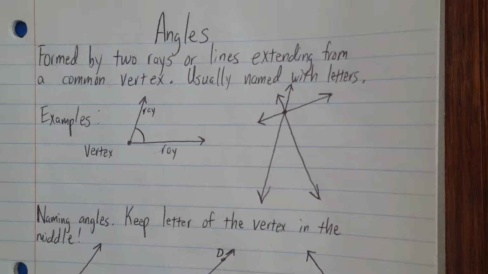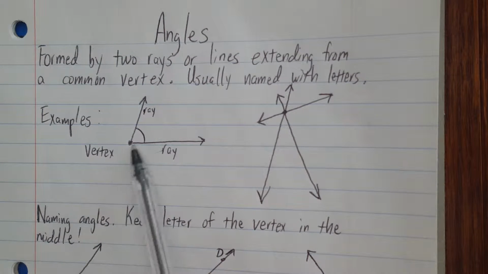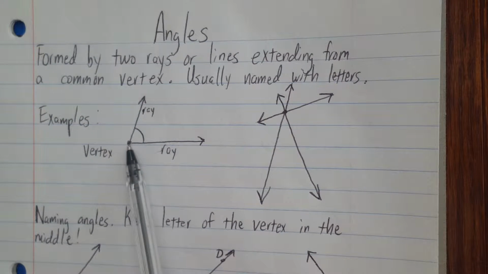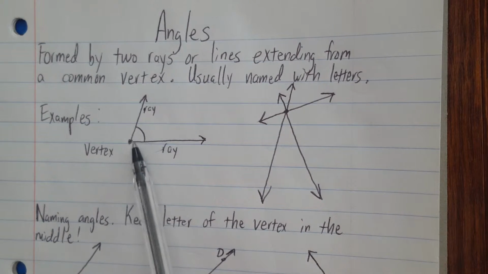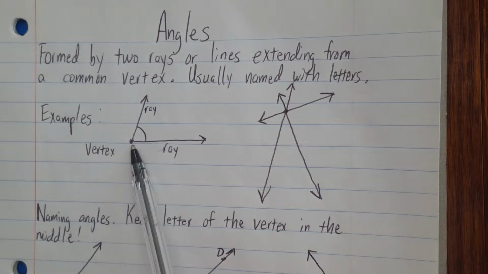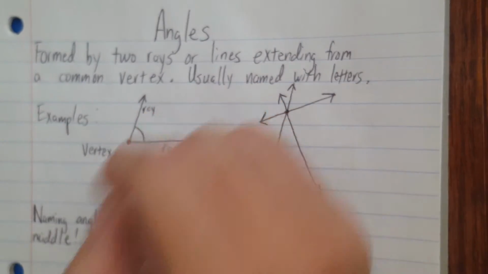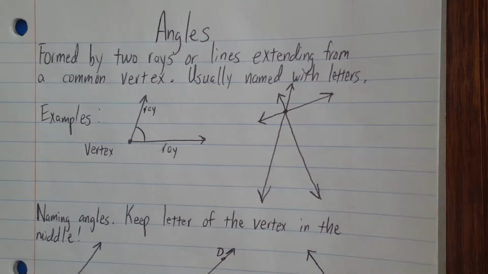Now, it's usually named with letters, but it doesn't have to be English letters, and it certainly doesn't have to be just letters, as I will show you. So here's some examples. I've got a vertex here. When I say vertex, I'm talking about this point where these two rays meet. And a ray just starts and only extends forever in one direction. So these two rays both share this common vertex or endpoint, and the space in between them forms the angle. So this is just some random angle.